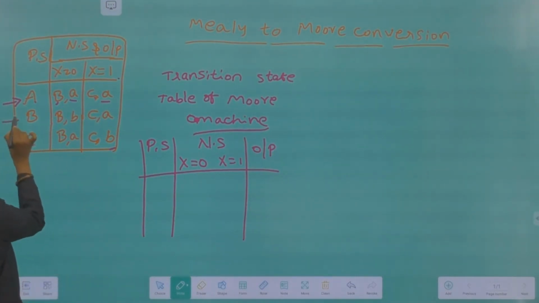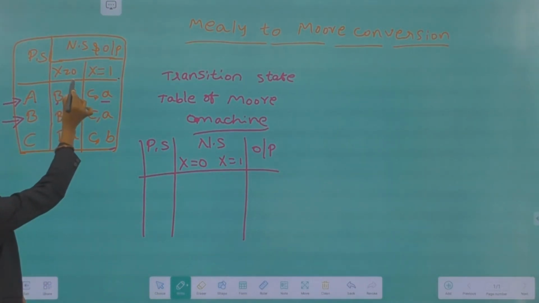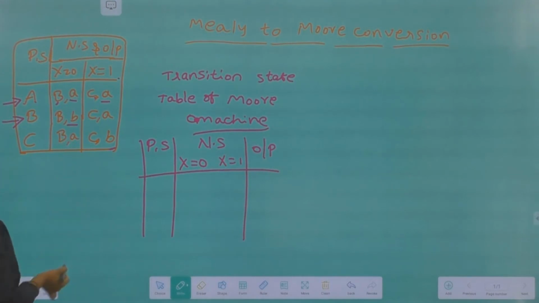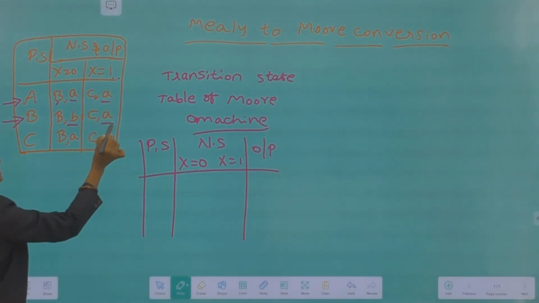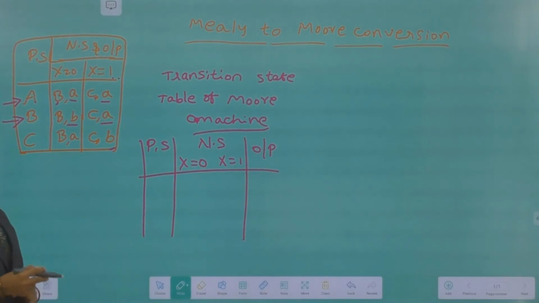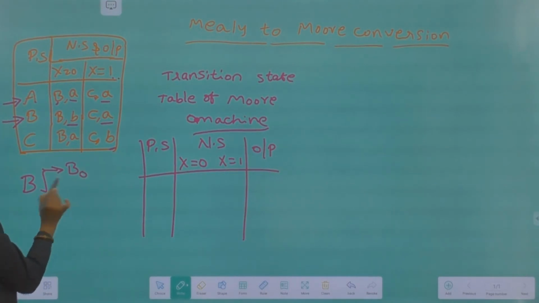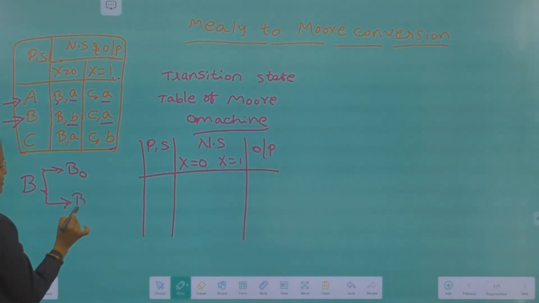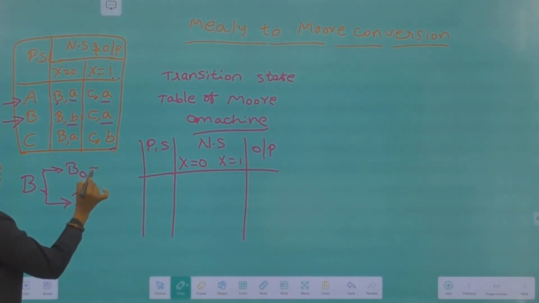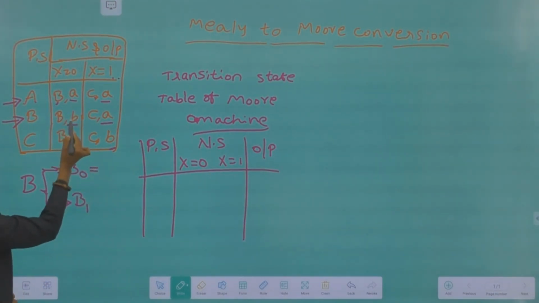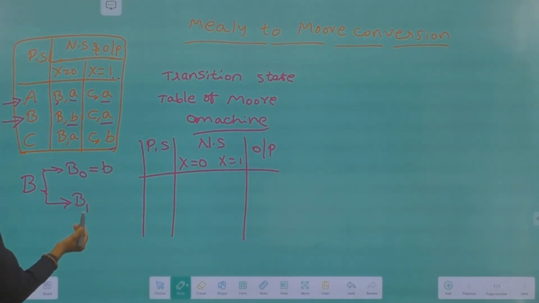And next coming to the state B. Here the present state is B. If x equal to 0, then the output is B. If x equal to 1, then the output is A. So different outputs are present in state B. Okay. So B divides into 2. That is B0 if x equal to 0 and B1 if x equal to 1. If x equal to 0, the output is B. If x equal to 1, the output is A.